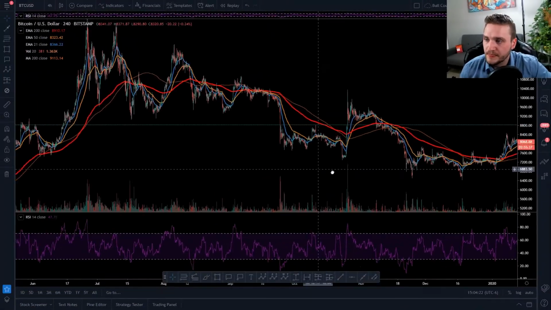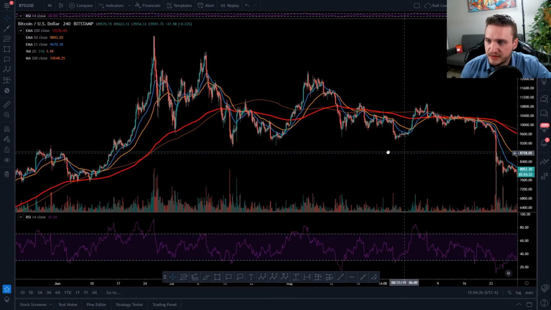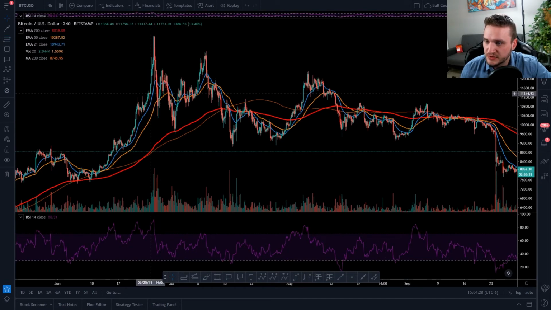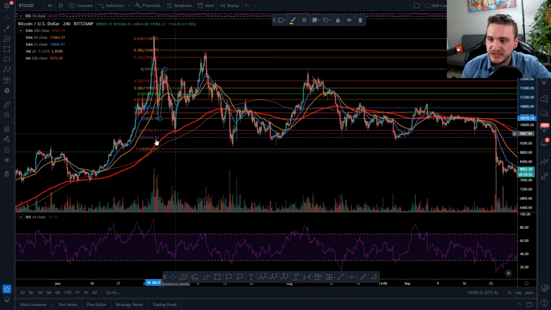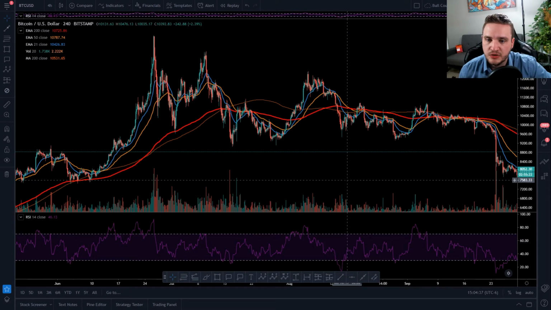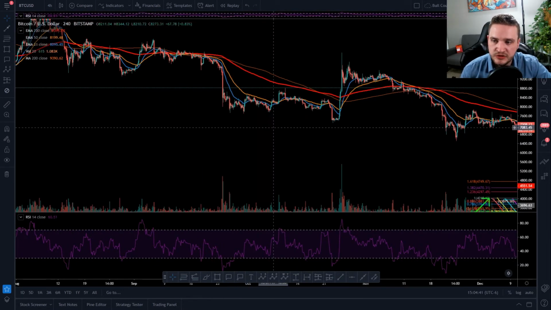Okay, that's good enough examples for me. Maybe we can check this one here too. Let's just see. Sure enough, 1.236, 1.382 right there. Like I said, you're going to find them all over the place, especially on the smaller time frames with the smaller trades that you're taking.